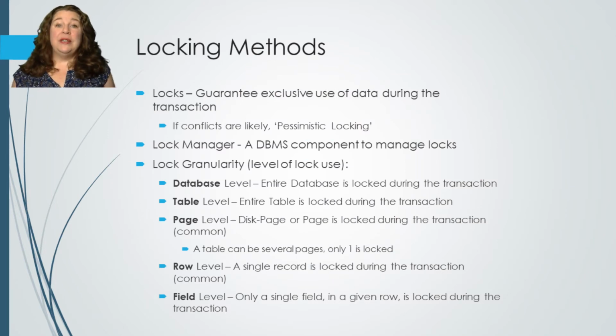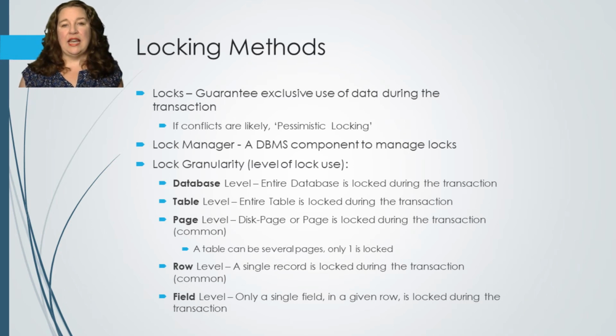So the way we solve this is by things called locks. We have a couple of locking methods that we're going to talk about. Locks are in place to guarantee the exclusive use of the data during the transaction. If we make the assumption that there will be conflicts, we call it pessimistic locking. We're going to plan on there being conflicts, and I'm going to design my database around that.